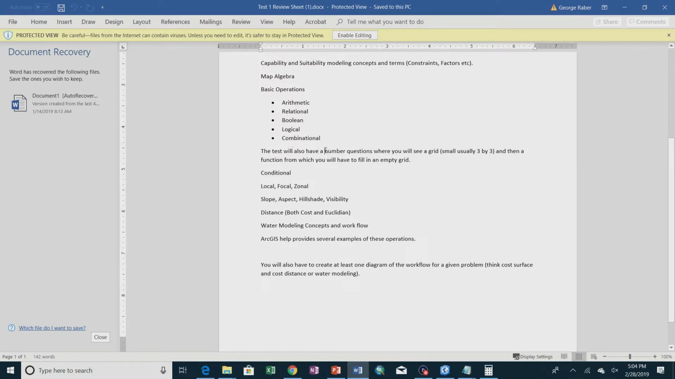So the test is also going to have a number of questions where you'll see a grid. Oh, this is what I meant. Usually 3 by 3, some of them are 4 by 4, and then a function from which you'll have to fill in an empty grid. So these include even a focal operation. So if I ask you to calculate the focal mean for a particular cell, you need to know that you need to find the neighborhood and add all those up and divide by the total. That's how you calculate mean.